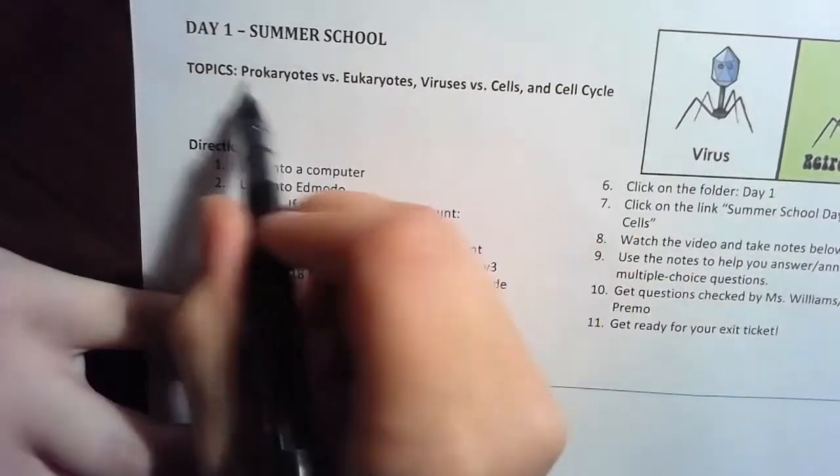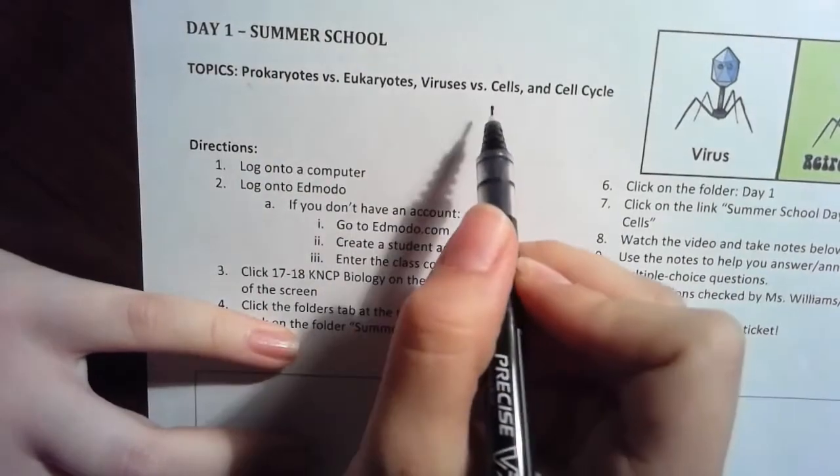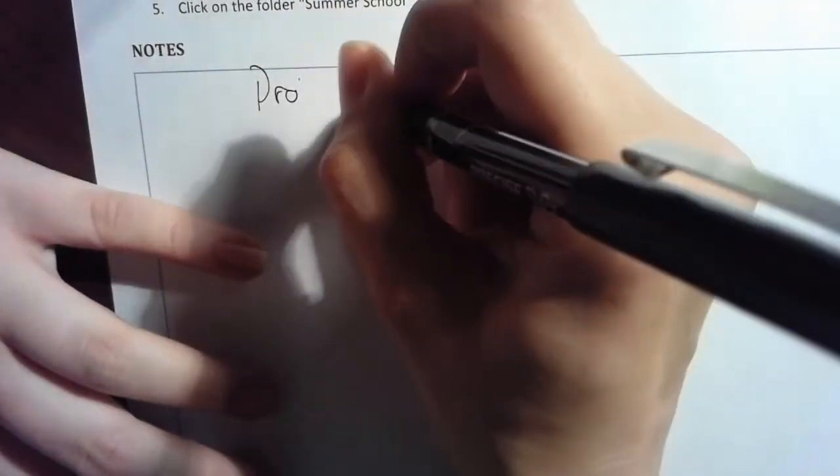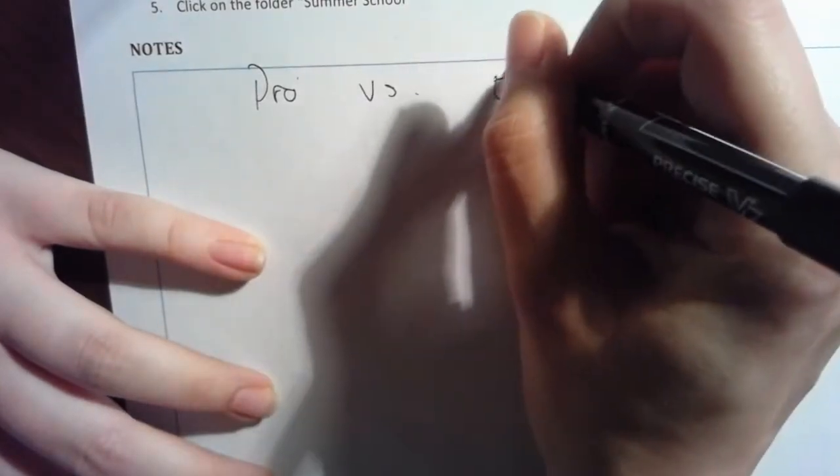We have 3 topics to cover today: prokaryotes versus eukaryotes, viruses versus cells, and the cell cycle. I'm just going to go through and we're going to take some very basic notes as we're writing. As I'm writing, you are going to be writing, so you can use this information when you're doing your practice questions. So prokaryotes versus eukaryotes is our first topic.